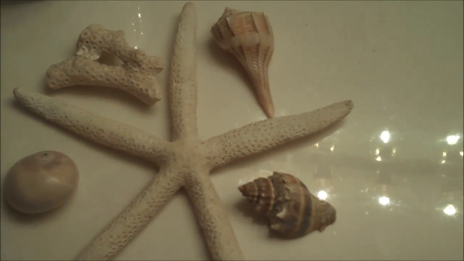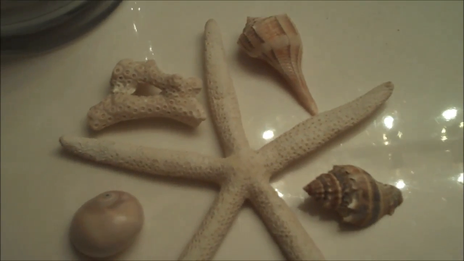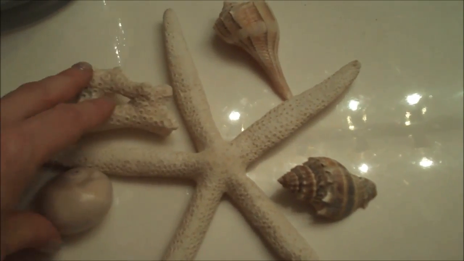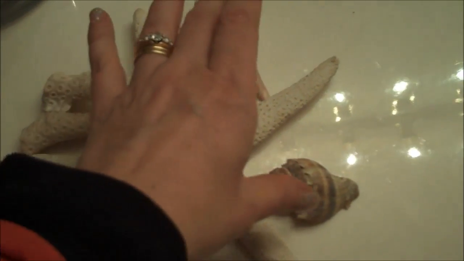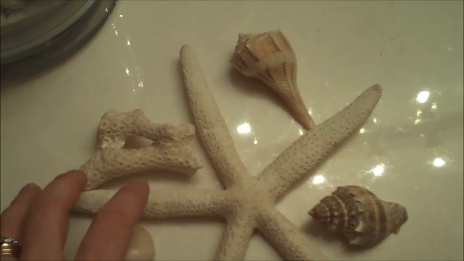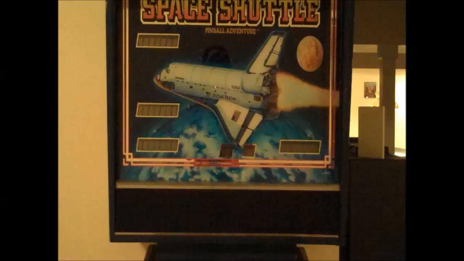We could do the ratio of white to dark. So these three I would classify as white, and these two would be dark. So we could say the ratio is 3 to 2.